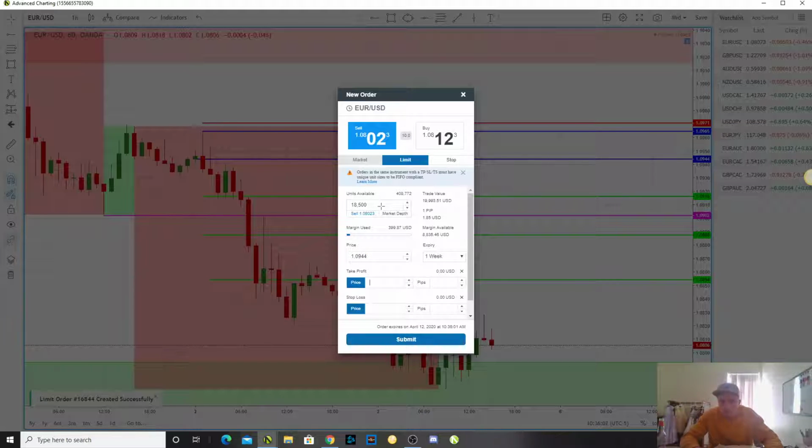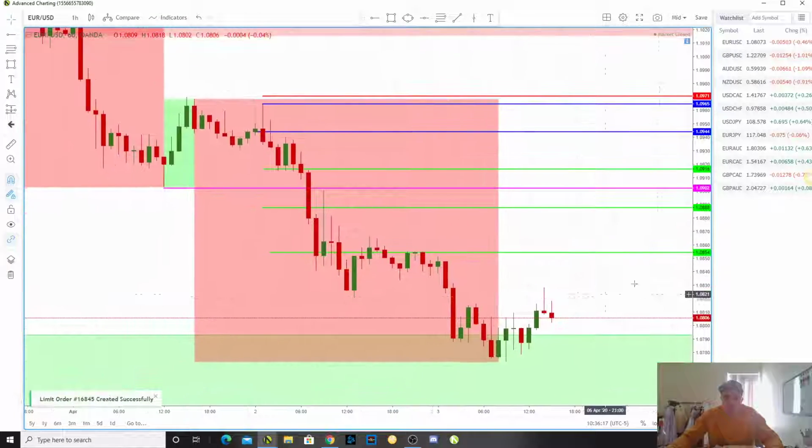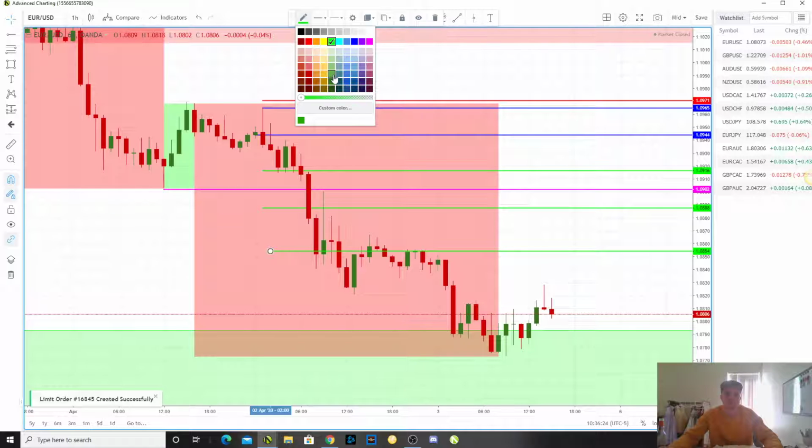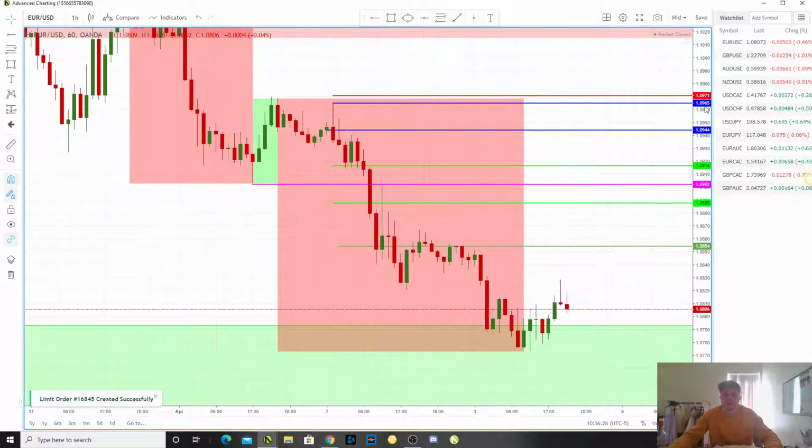What I do kind of like about these 1-to-1 targets is that it feels better because you're out of the market pretty quick on that first target. So what I'm going to do is make this a different color, darker green. All right.